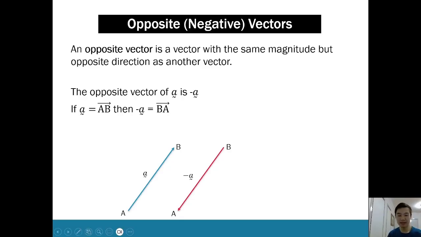Remember that when we take the opposite vector, we mean a vector that has the same magnitude but going the opposite direction, and that the opposite vector of A is simply going to be negative A. So if we put a negative sign in front of a vector, it will flip the direction. So if A equals AB, negative A will be BA. It will be the same magnitude, just going opposite directions.